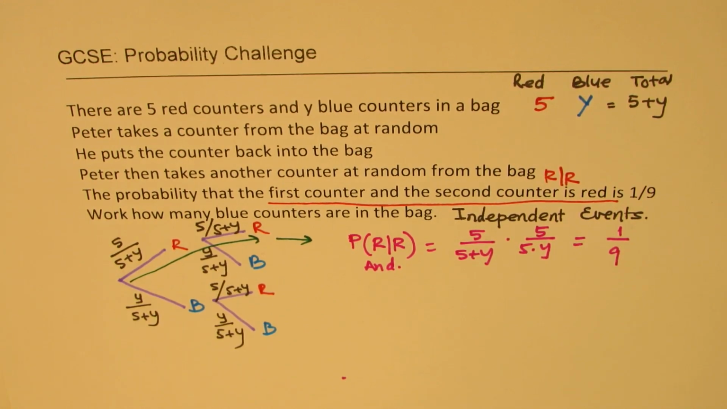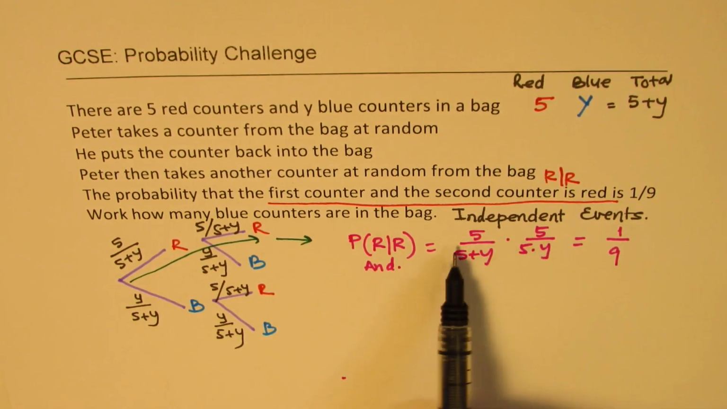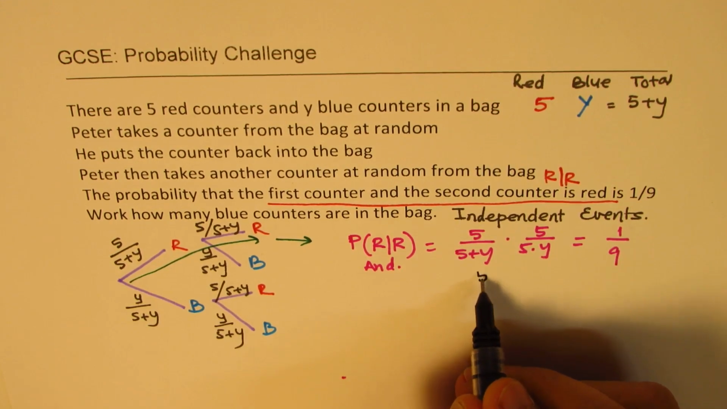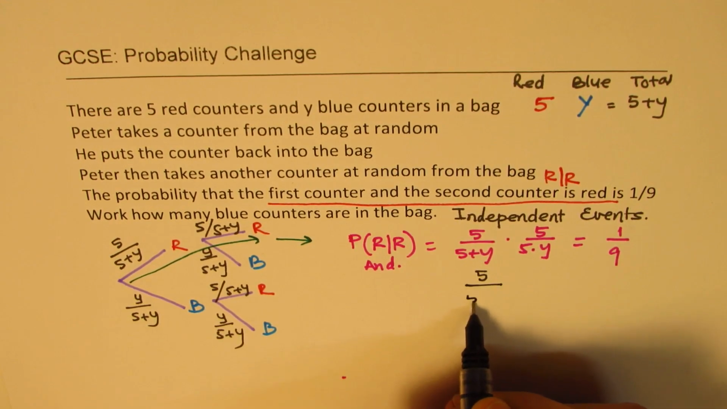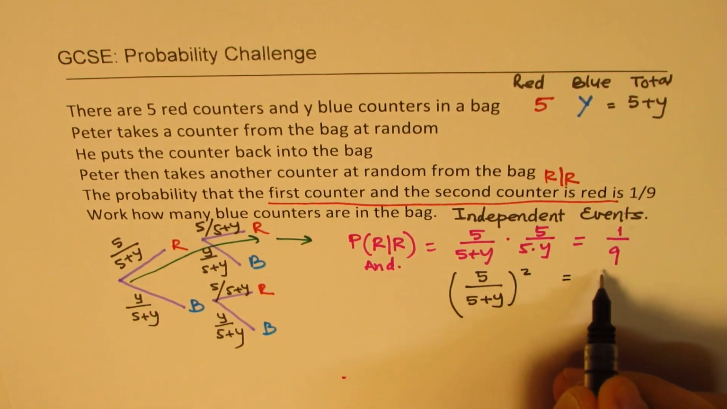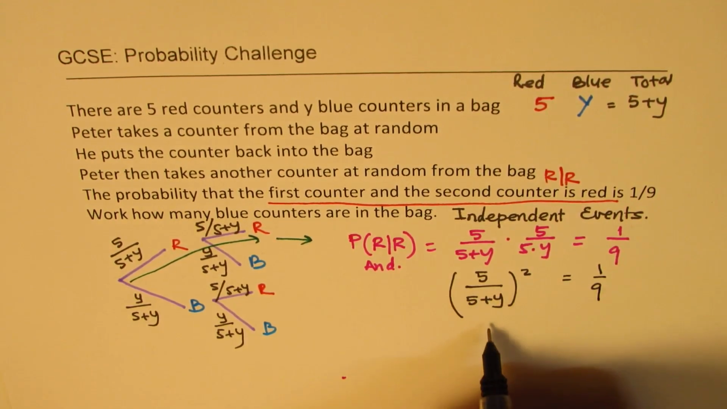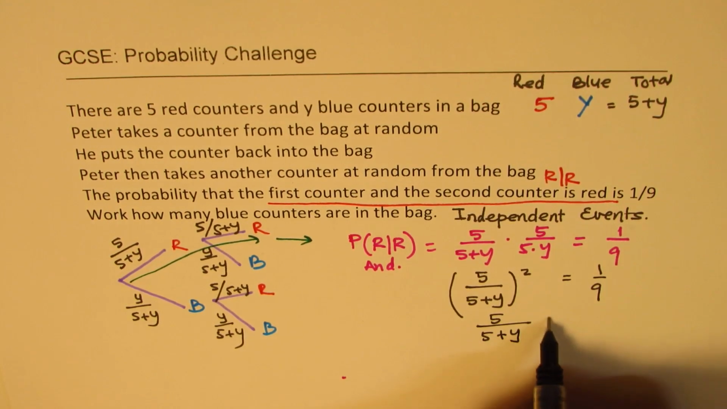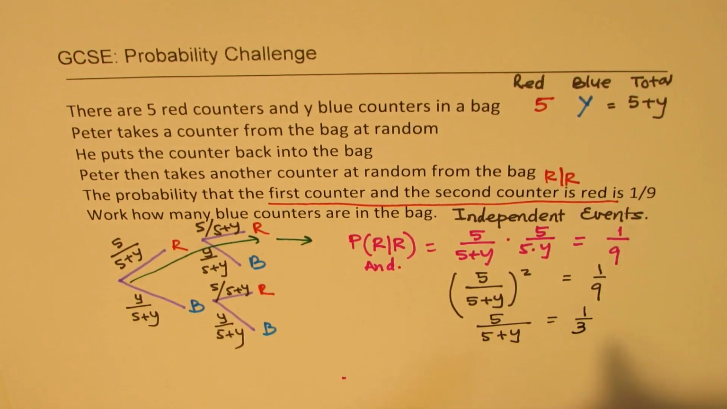And we just need to solve this one. Correct? Now to solve this, since we know these are the same things and this is a perfect square, a better solution which should come to your mind is 5 over 5 plus y whole square is basically equal to 1 over 9. So you know, square root it. So when you square root it, you get 5 over 5 plus y is equal to 1 over 3.